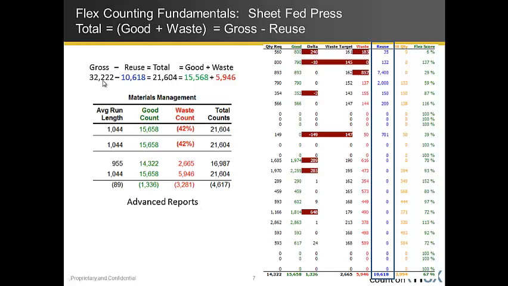One last thing is gross minus reuse equals total. You can easily turn that equation around and say whatever goes through the gross counter has to be the total from inventory plus whatever reuse that cycled through the machine multiple times. That has to equal the total amount of good product plus waste plus that reuse. That's the math behind gross and total.